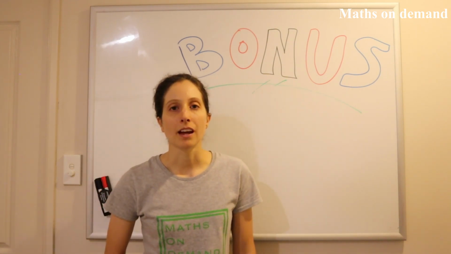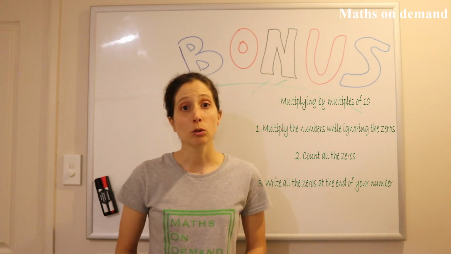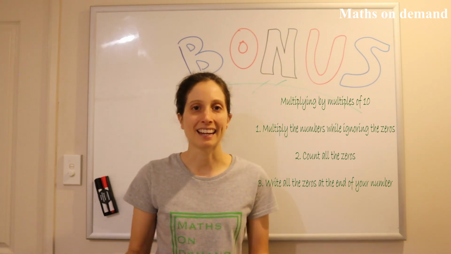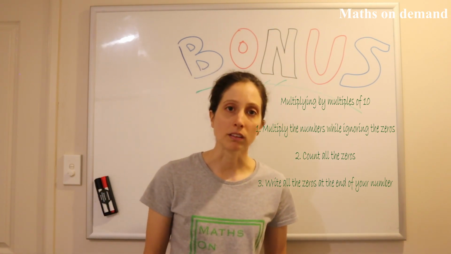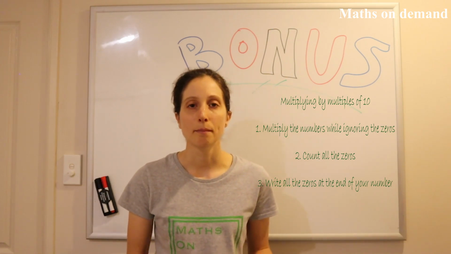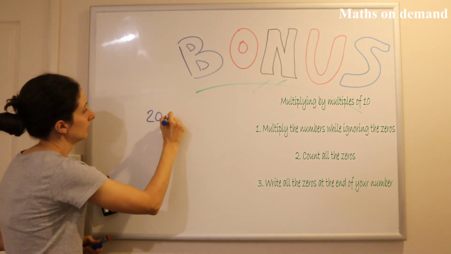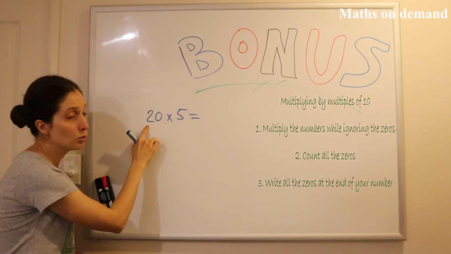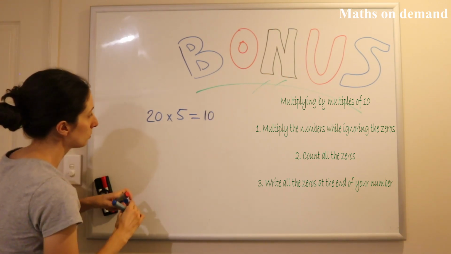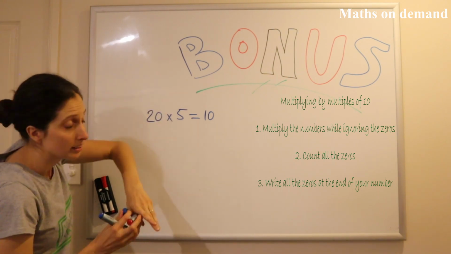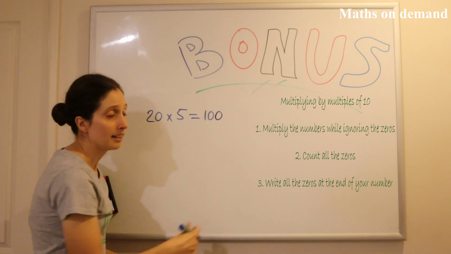If you need to multiply a number that ends in a 0 but doesn't start with a 1, then you can ignore the 0, do your multiplication and then add the 0 or zeros at the end. What does this look like? Well, if you need to multiply 20 by 5, then it's going to look like 2 times 5, which is 10, because we're ignoring this 0 here. So it's 2 times 5, and then we're going to add the 0. And our answer is 100.